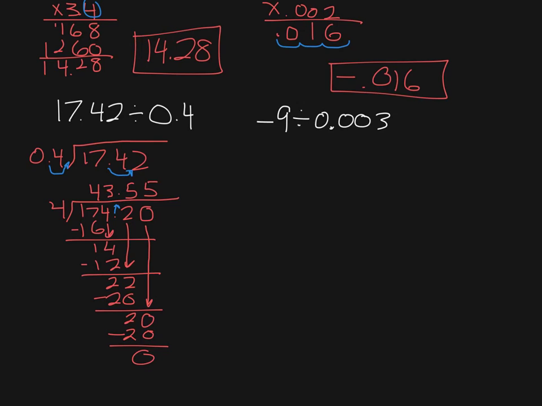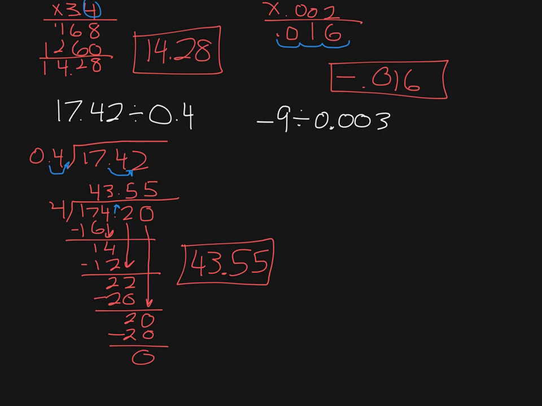We get 43.5 0.55, and we know it's positive because our two signs are the same. Both of them are positive, so our answer is going to be positive. We have one last decimal example here.